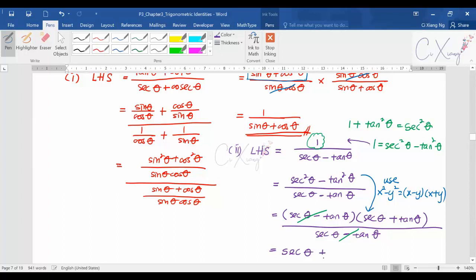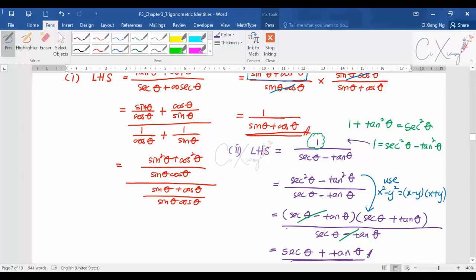So you're having secant theta plus tangent theta. Okay, this is the shortest way that I can figure out now. And this method I learned from one of the students maybe a few years ago. Because usually when I teach this, last time I would teach a very long method, then I found that this one is the shortest, right?